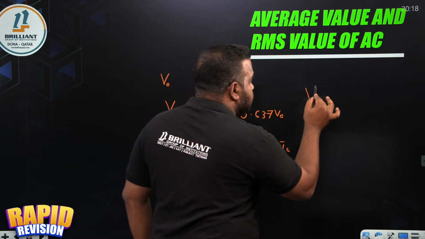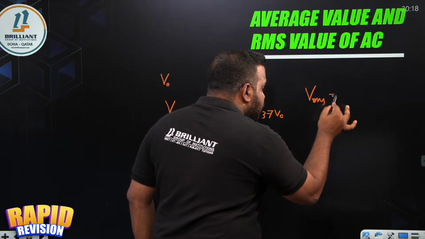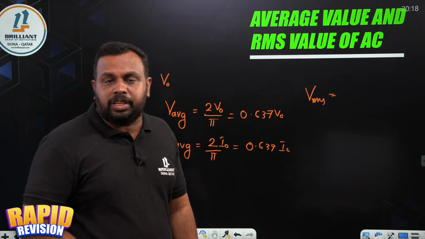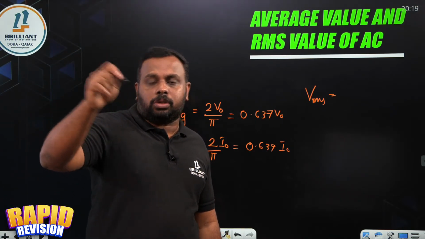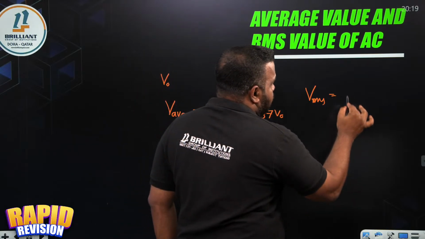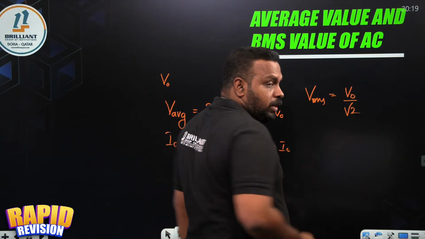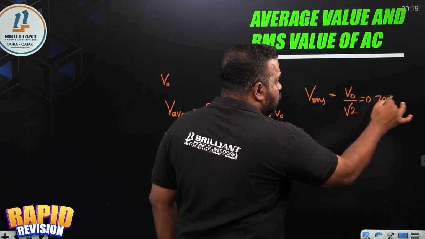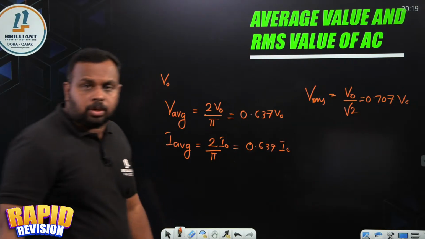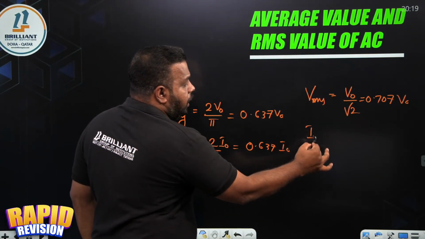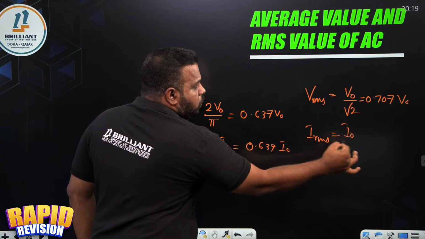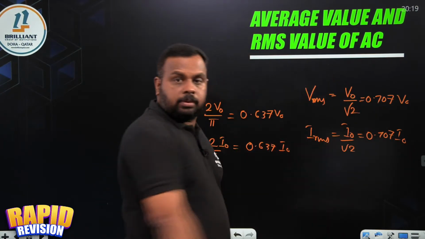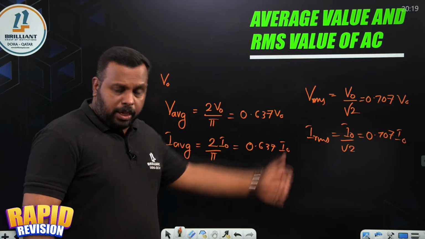And next is RMS. You know that RMS is the equivalent DC, which means this is the effective value of AC. RMS is also called the effective value of AC. RMS means root mean square. And what is the formula? It is easy. V0 by root 2. V RMS is equal to 0.707 V0. And I RMS is equal to I0 by root 2, which is equal to 0.707 I0. Average value and RMS value of EMF and current.